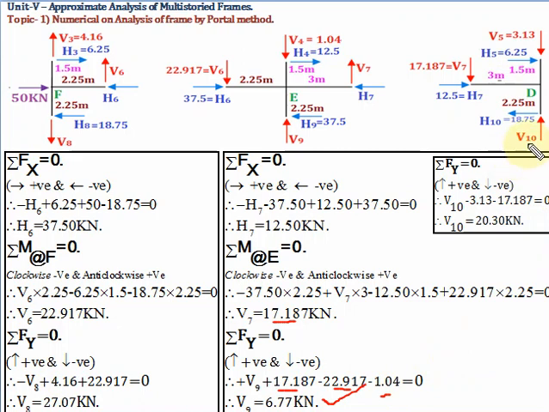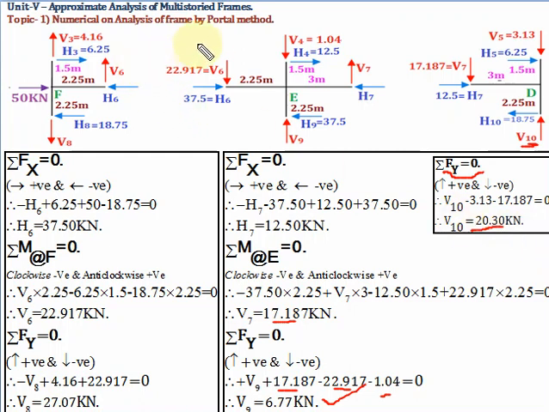Here only one unknown is there, that is V10. V10 is the vertical force, so we have to apply the equilibrium equation, summation Fy equal to 0. Consider upward positive and downward forces negative. So V10 acting upward, plus, 3.13 acting downward, minus, and 17.187 acting downward, so minus. So the value of V10 is 20.30 kilonewton.